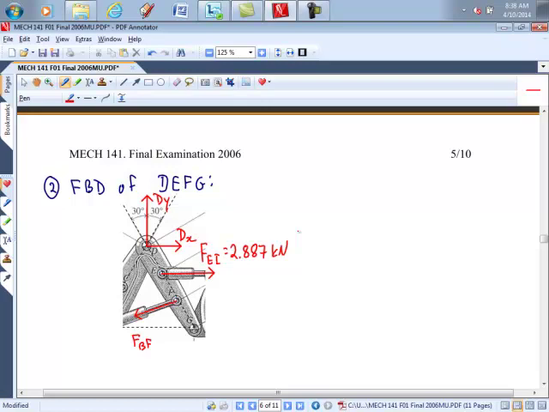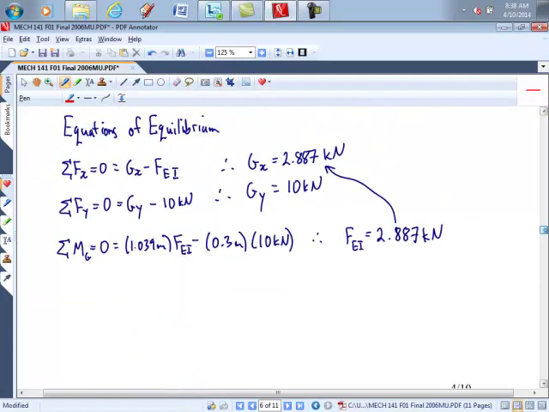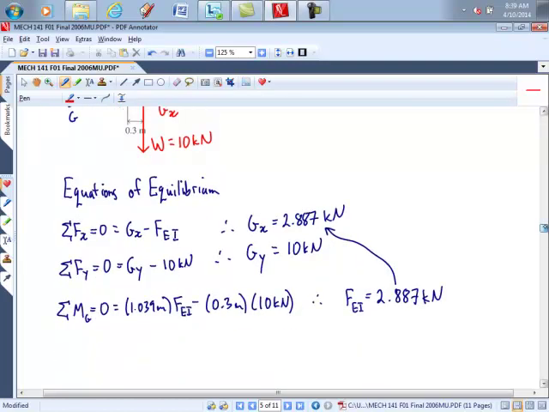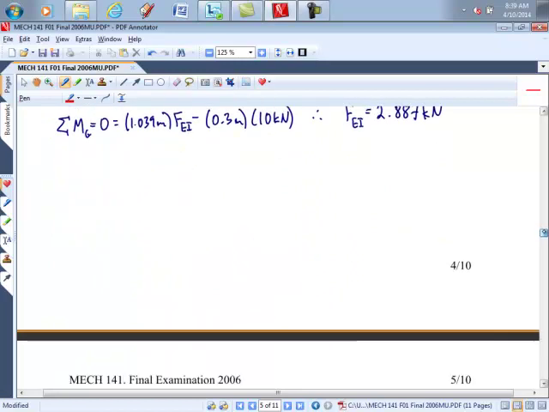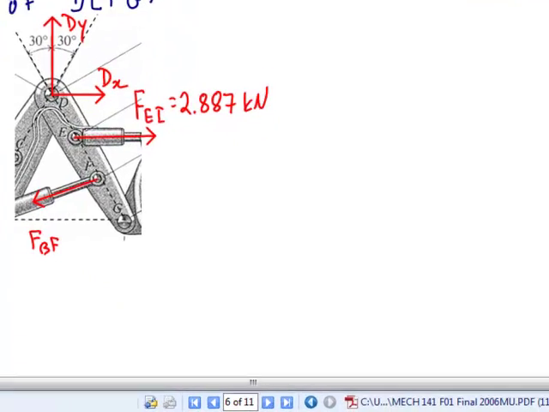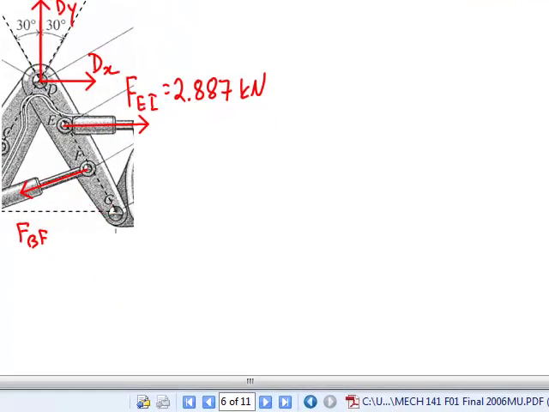Pardon? Right, the reactions at G. But the reactions at G on this part are going to be opposite to the reactions of G on this part. So here we had a positive X and a positive Y. So on section D, E, F, G, it's going to be a negative X and a negative Y. Same magnitude, it's the reaction force. So we can draw the GX this way and GY this way.